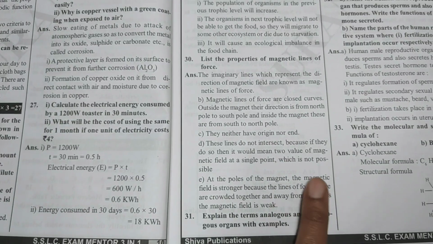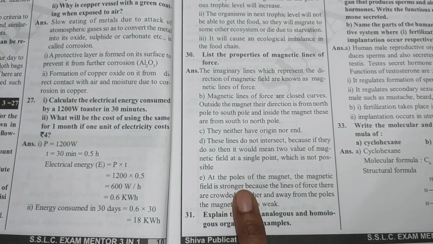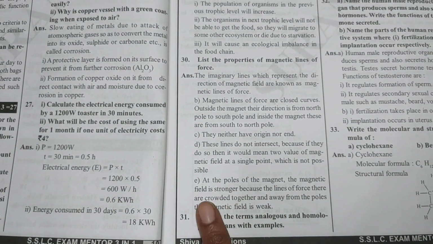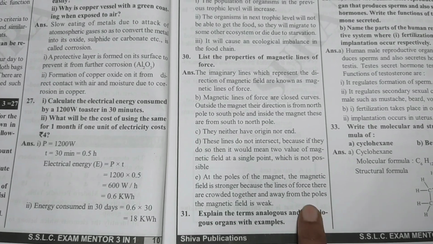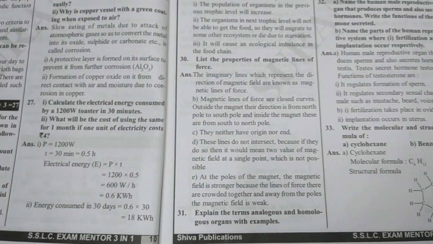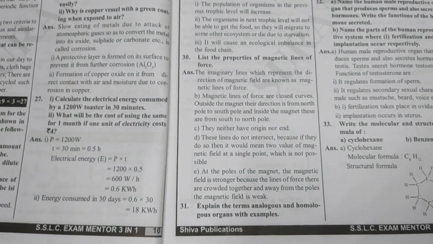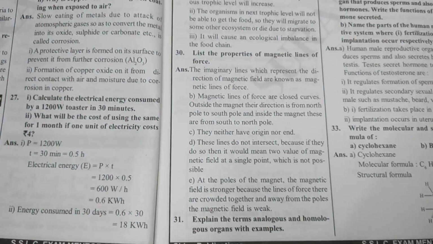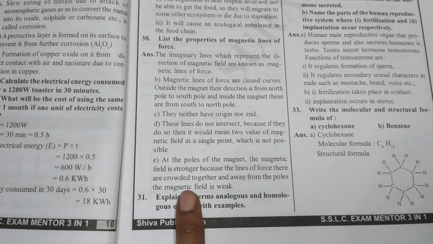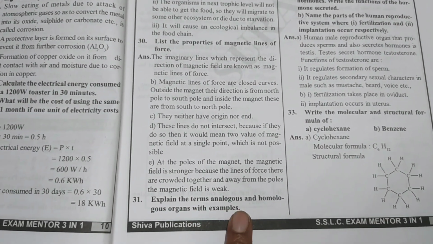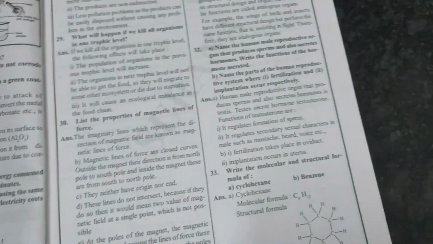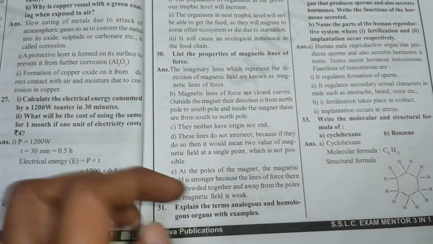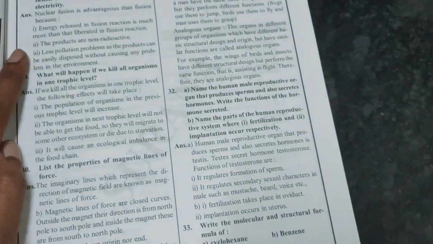At the poles of the magnet, the magnetic field will be strong, because the lines of force are crowded together, and away from the poles the magnetic field will be weak. So like this we can list out the properties of magnetic lines of force. Then explain the term analogous and homologous organs with examples. So this is also omitted, so no need to learn.